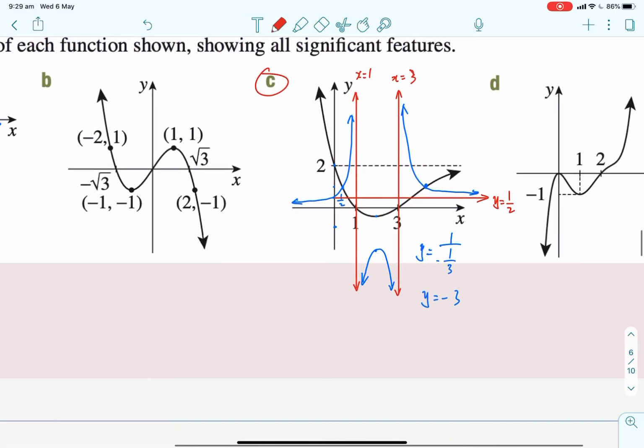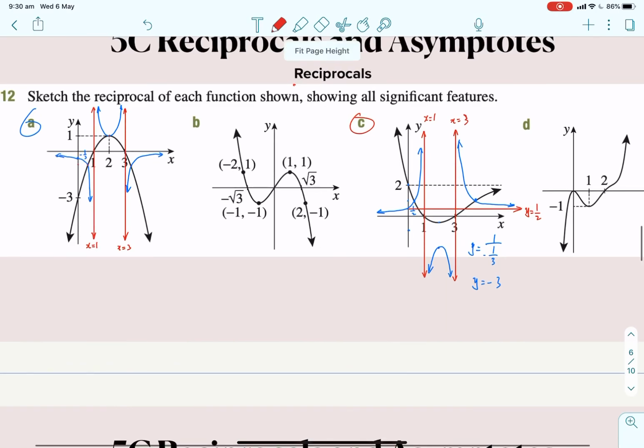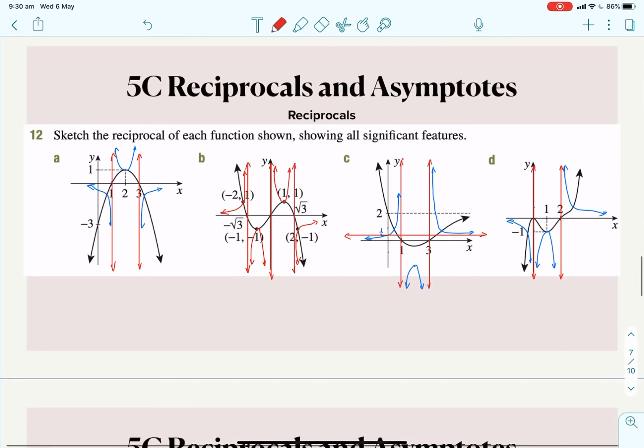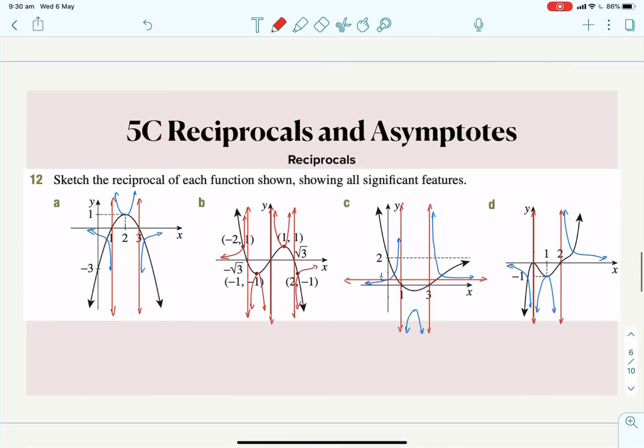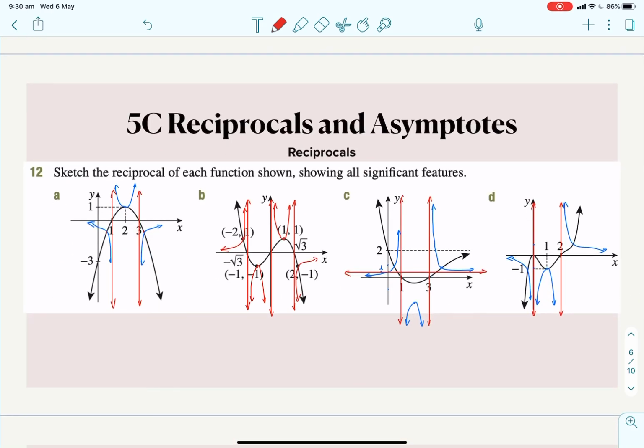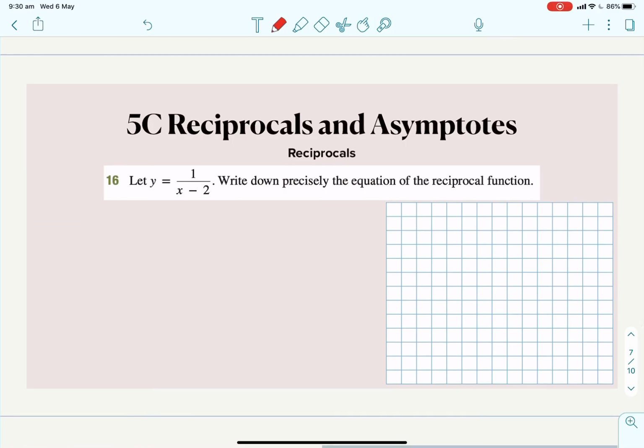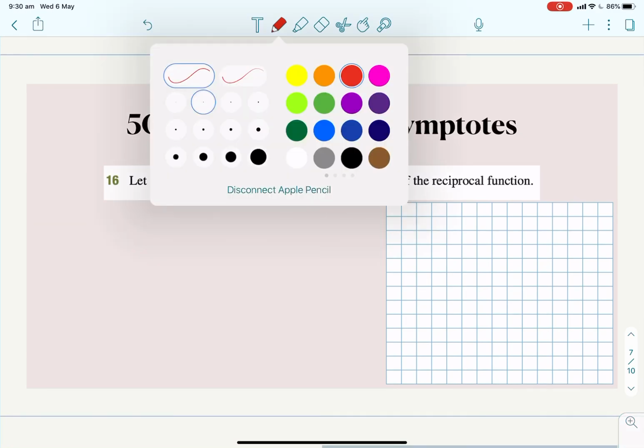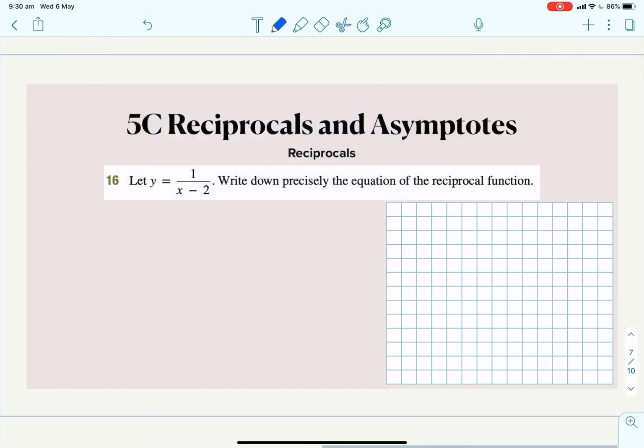Cool. I hope it helps, and once you're done, you can check the answer right here. I didn't label the asymptotes, my bad, but I'm pretty sure you get the idea. Before we finish, there's one little one here, because it's probably going to come up in one of your exams, so we just need to get this done. The last question in this exercise is probably the easiest one. Here we need to write the precise equation for the reciprocal function.